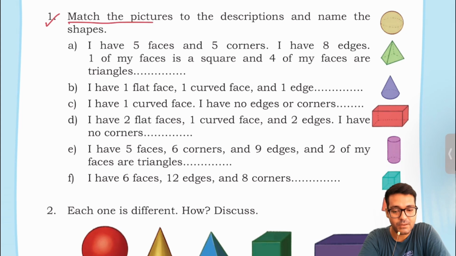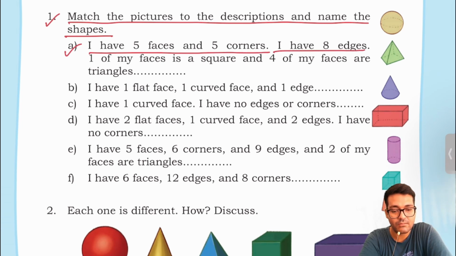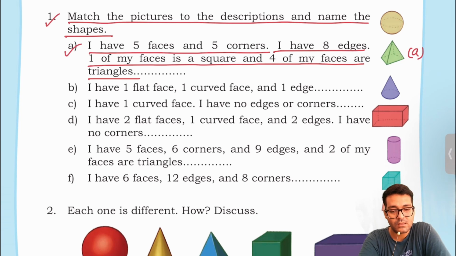1. Match the pictures to the descriptions and name the shapes. A. I have 5 faces and 5 corners. I have 8 edges. One of my faces is a square and 4 of my faces are triangles. The answer is a square pyramid.